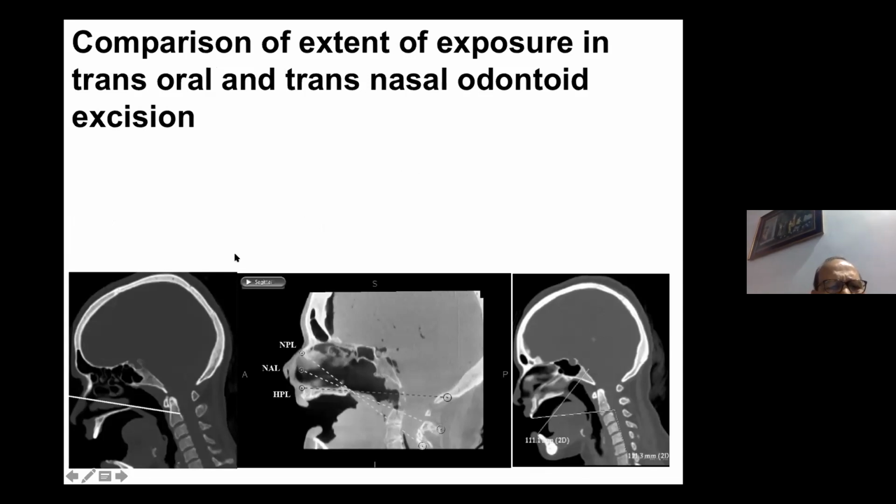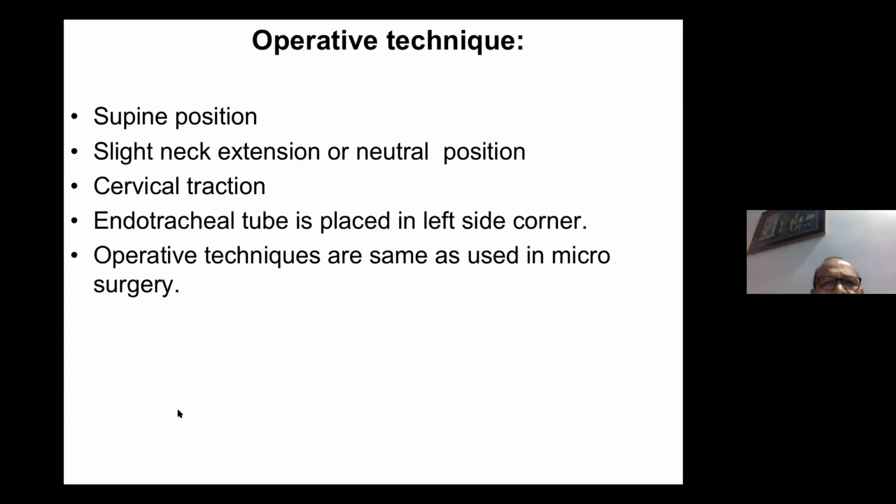So usually if the lesion is around the hard palate, or 1 to 2 centimeters up and down, it may be all right. But too much superior from the hard palate, you cannot go transoral, or too much inferior, 1 or 2 centimeters below, you cannot go transnasal. So this is the nasopalatine line which decides whether you can do it or not.